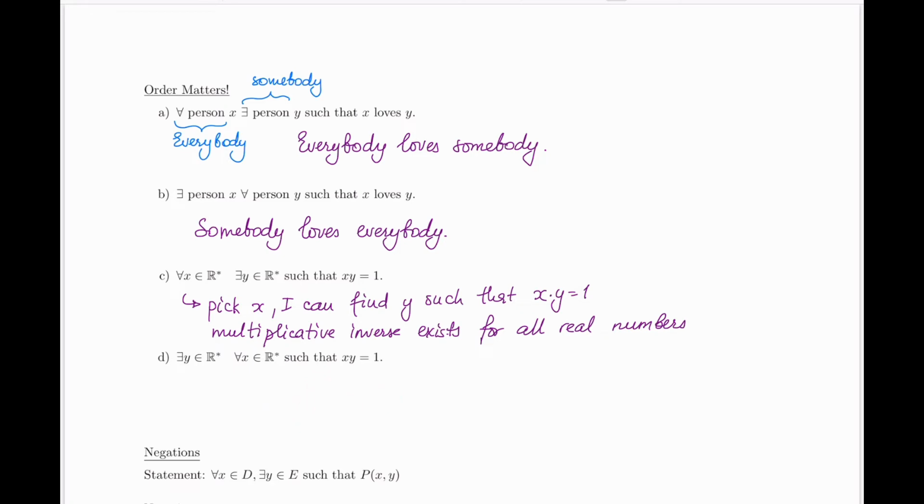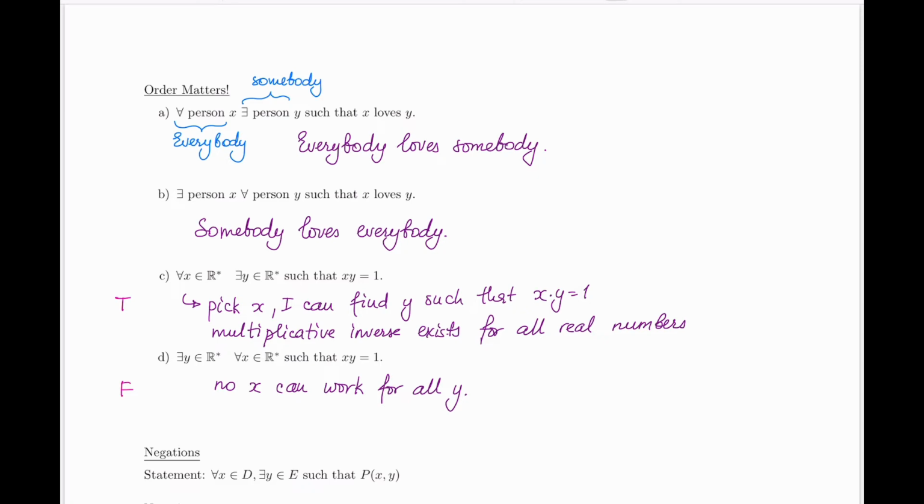No, there isn't. So there is no such y. No x can work for any choice of y. And therefore, this particular statement is going to be false. So I can actually say that, yes, this is true, and this is going to be false.